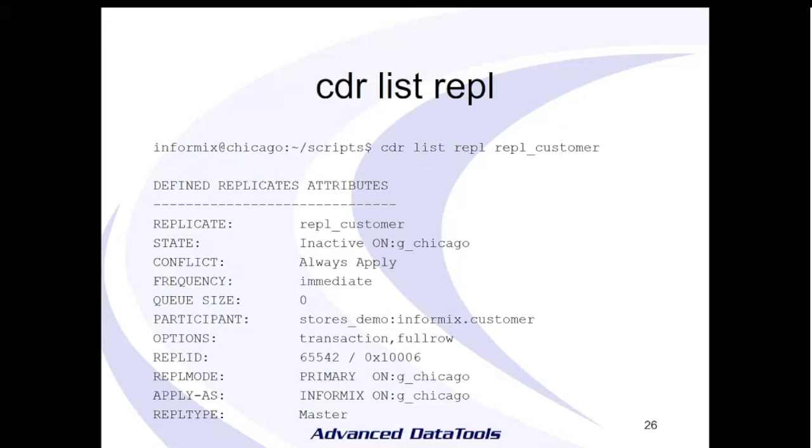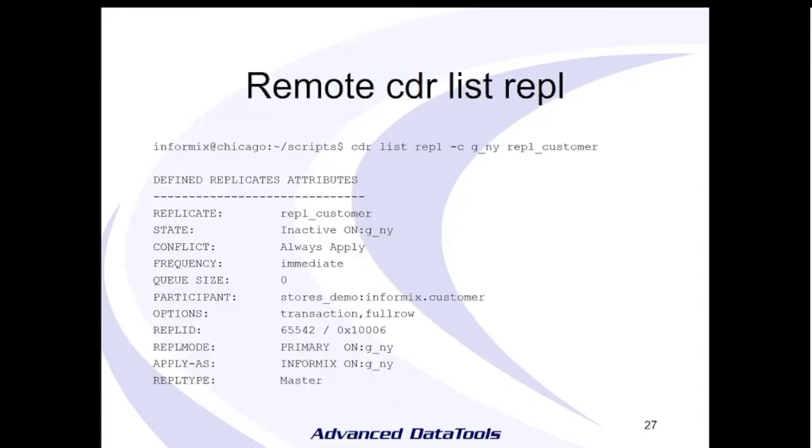Queue size is how big the queue is currently, so you can get an idea from there. Notice though under state that it shows inactive. The reason being is that you created the replicate, we haven't started it yet. And again, this is what the replicate looks like on the other side.